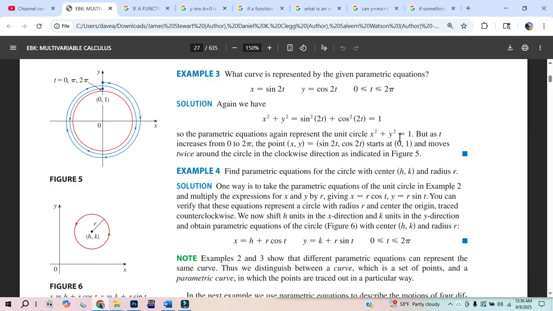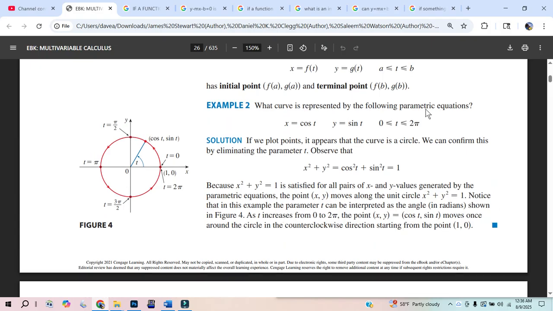X squared plus y squared is equal to 1. But as t increases from 0 to 2 pi, the point xy starts at time 0, where it's 0 and cosine 2t is 1. It starts at 0, 1 and moves twice around the circle in the clockwise direction in the figure. So this one was on the interval 0 to 2 pi.